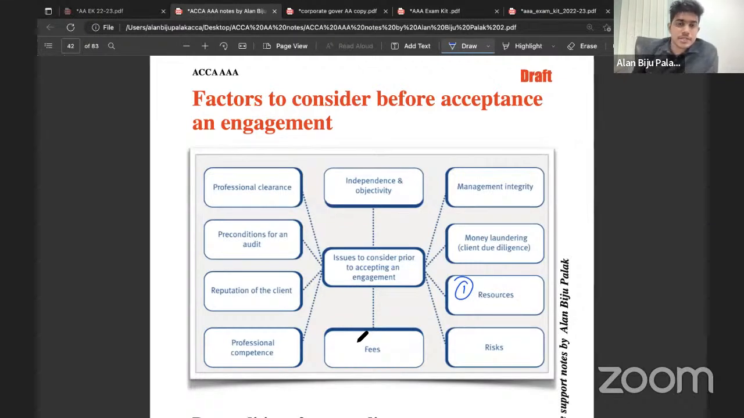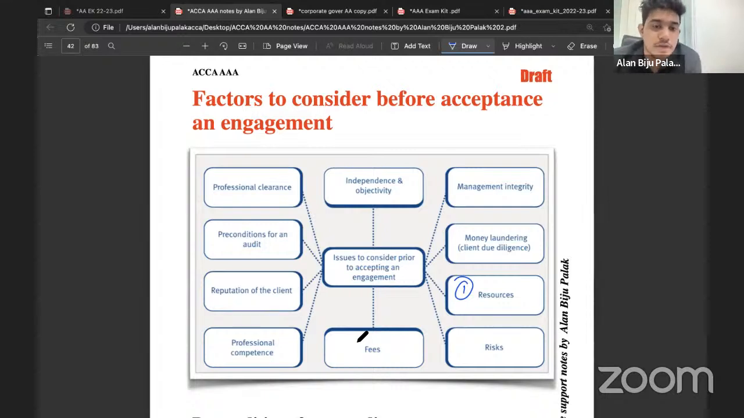Then again, if there is something mentioned in the scenario that shows that the client company's reputation is affected, then you can mention that the auditor should consider the reputation of the client company, because if the reputation of the client company is very poor, automatically it will also affect the reputation of the audit firm. So therefore, the auditor should consider the reputation of the client before accepting their work.